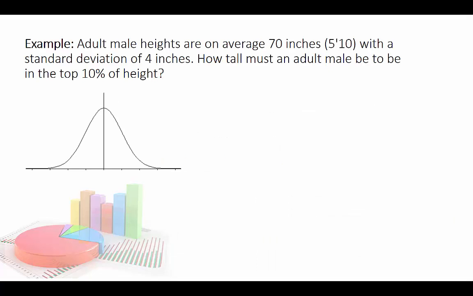So in this example, we're going backwards now. We're looking at percentiles and figuring out what values will give us those percentiles, instead of figuring out percentiles from values. Adult male heights are on average 70 inches, 5'10", with a standard deviation of 4 inches. How tall must an adult male be to be in the top 10% for his height?